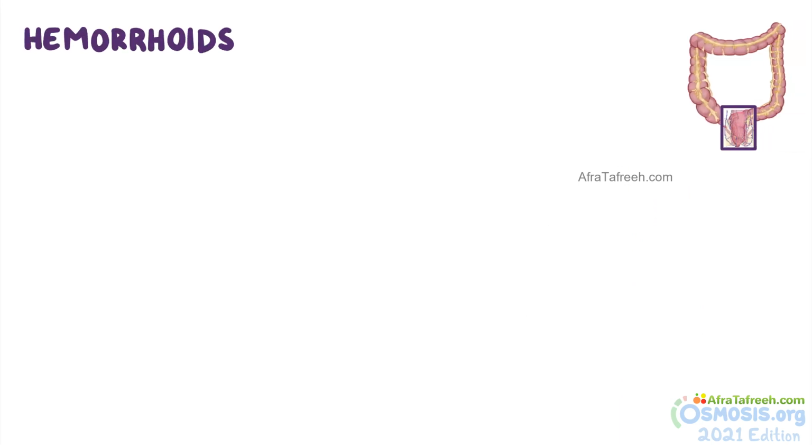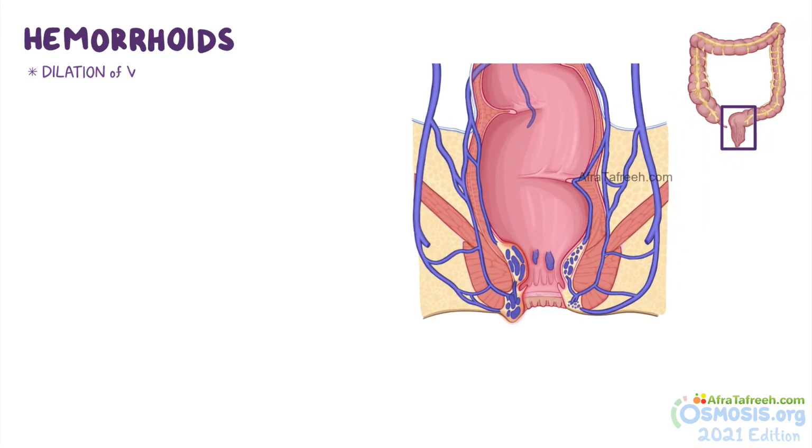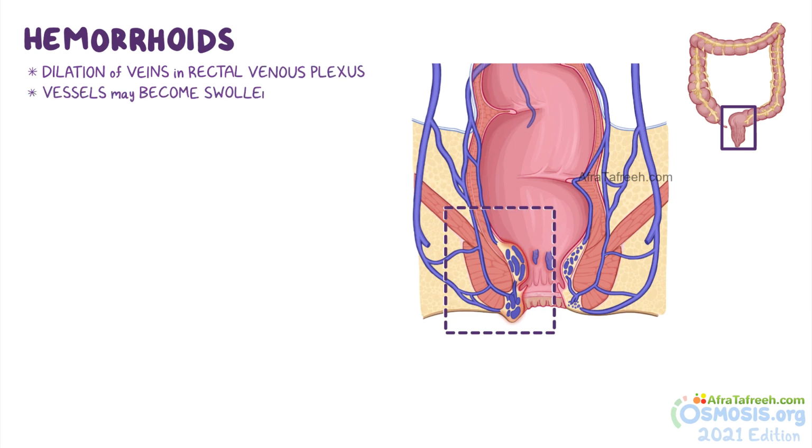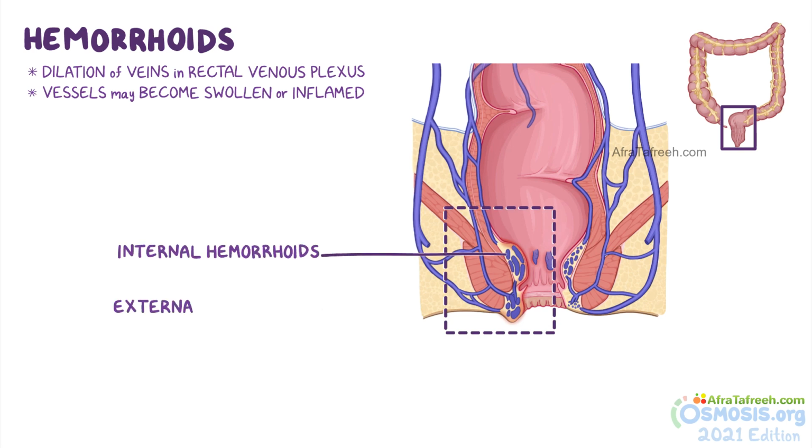Finally, let's wrap up this video by talking about hemorrhoids, which is a term used to describe the dilation of veins in the rectal venous plexus. These vessels may become swollen or inflamed, leading to what we refer to as internal hemorrhoids or external hemorrhoids.